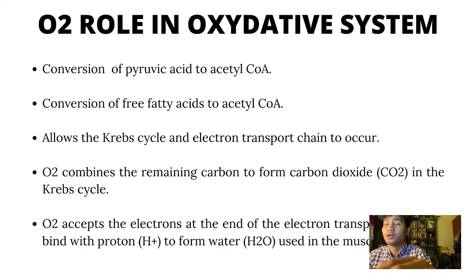So, the role of oxygen in the oxidative system. First, conversion of pyruvic acid to acetyl CoA. Second, conversion of free fatty acids to acetyl CoA. Third, it allows the Krebs cycle and electron transport chain to occur. Fourth, oxygen combines with the remaining carbon to form carbon dioxide, CO2, in the Krebs cycle, and oxygen accepts the electrons at the end of the electron transport chain and binds with protons, H+, to form water used in the muscles.